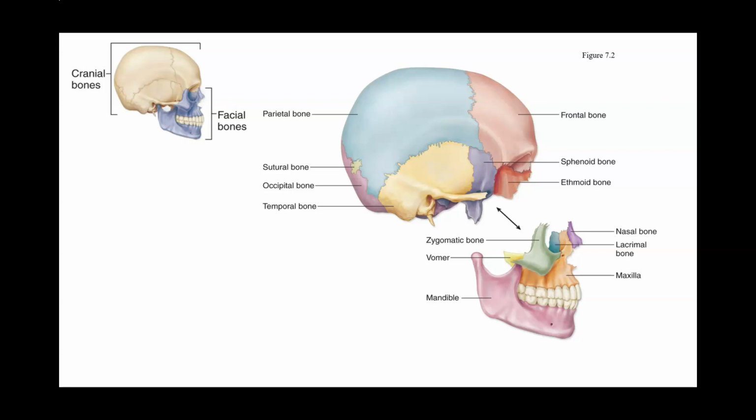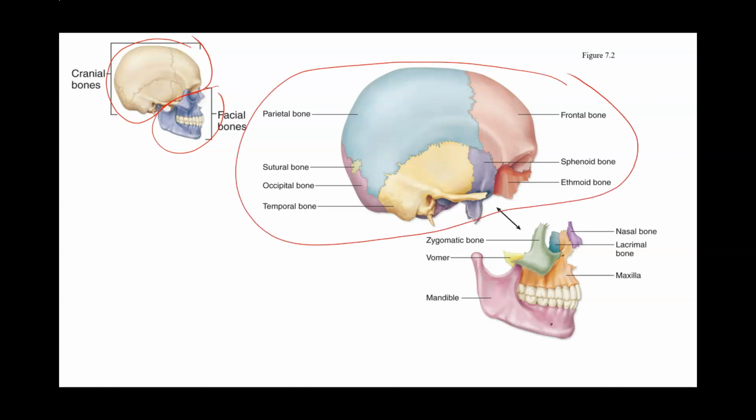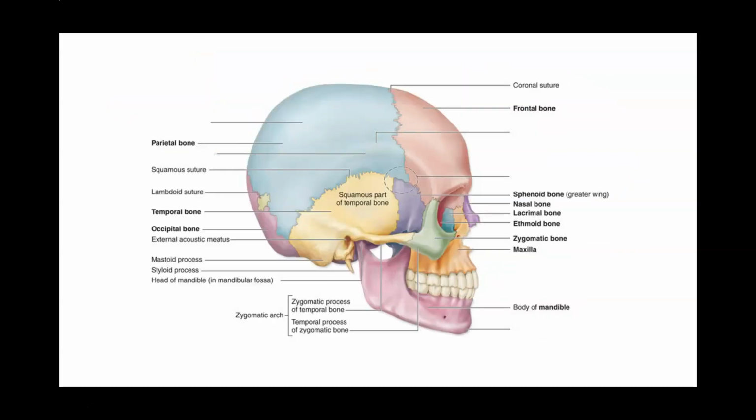So let's just remind everybody that the skull is divided into two sets of bones, the cranial bones and the facial bones. The cranial bones are specifically the bones that surround the brain, while the remainder of the skull bones are facial bones. So you should know which ones are which. But for now we're going to start looking at the details of the skull. I'm going to begin by talking about the joints of the skull.